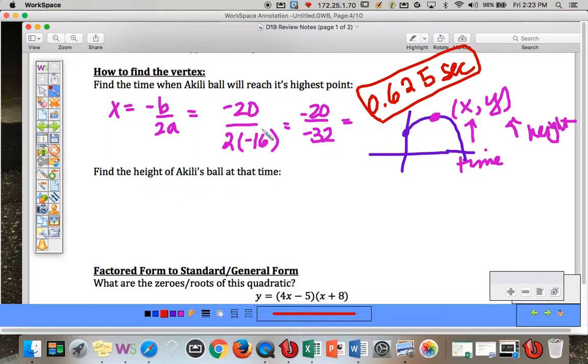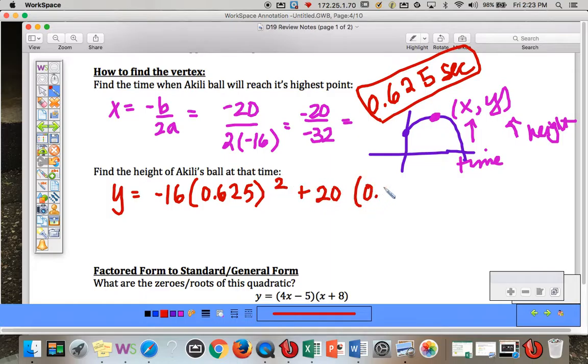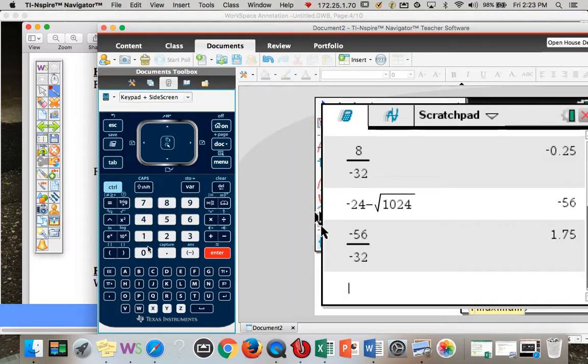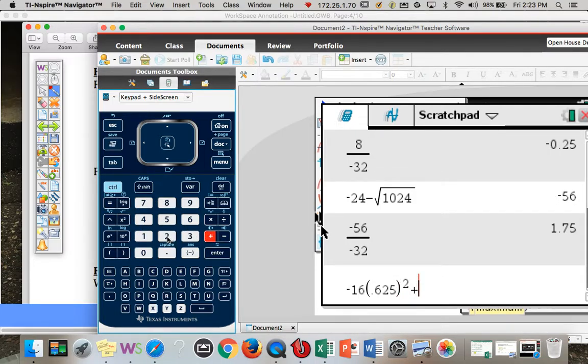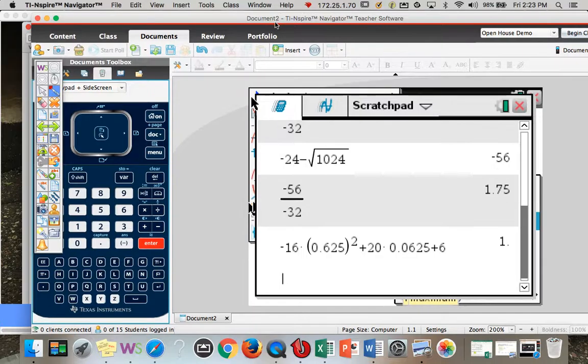Find the height of Achilles' ball at that time. We're going to take this number and plug it into our original equation. So y equals negative 16 times 0.625 squared plus 20 times 0.625 plus his initial height, 6. So let's type that into our calculator. Negative 16 times 0.625 squared plus 20 times 0.625 plus 6. And here's the height at that point.